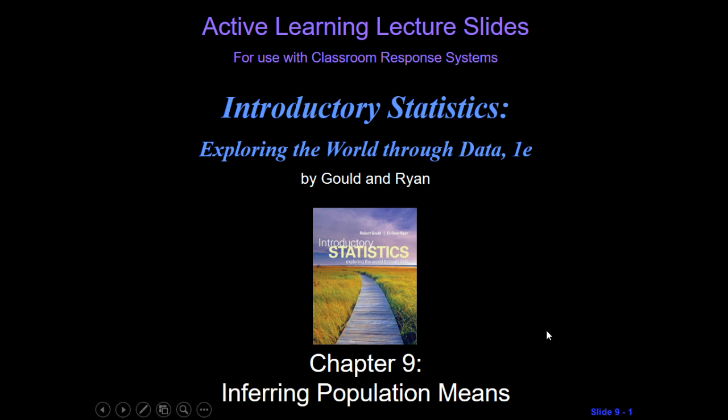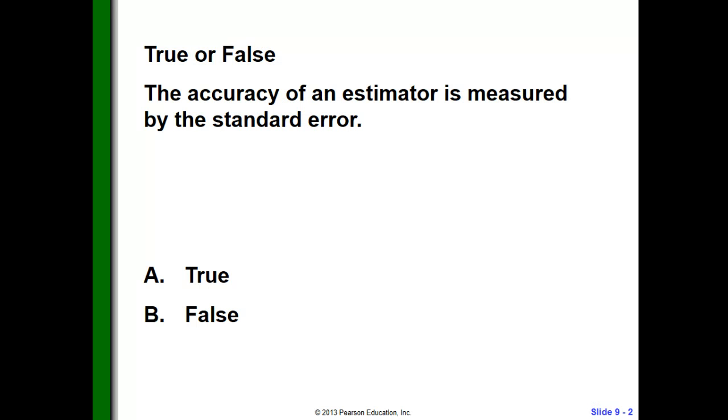Very good. All right. Right now, we're going to start reviewing Chapter 9. Chapter 9, if you remember, was on inferring means from statistics. We're always looking at population means from statistics means. The accuracy of an estimator is measured by the standard error. Now we got to be real careful. The accuracy, it's actually the precision of an estimator is measured by the standard error.